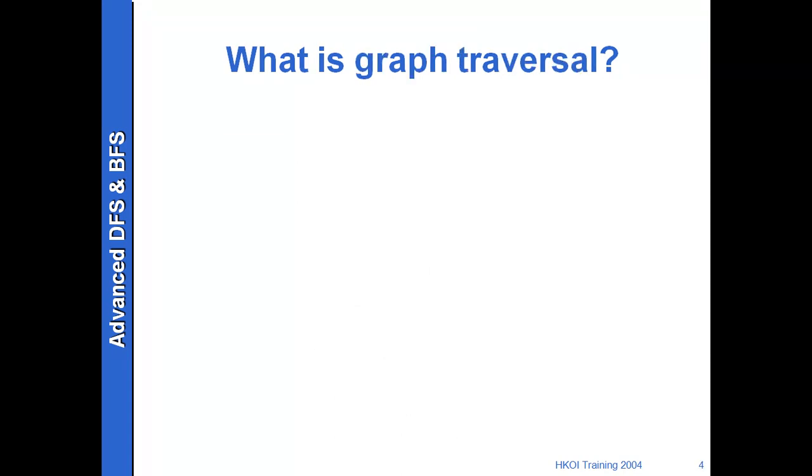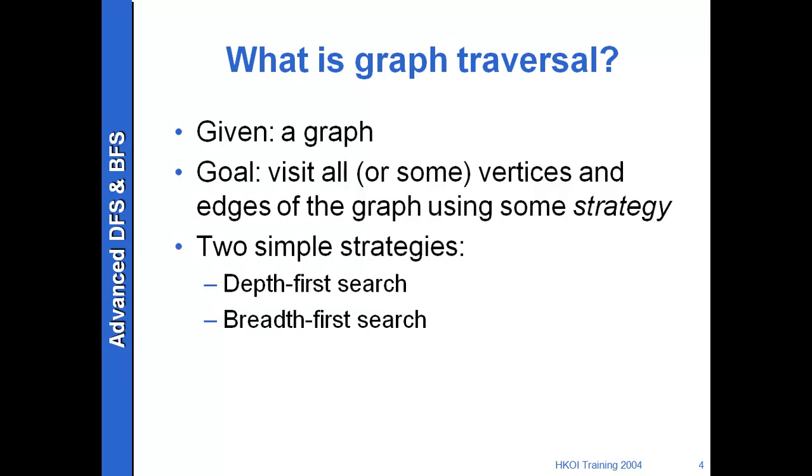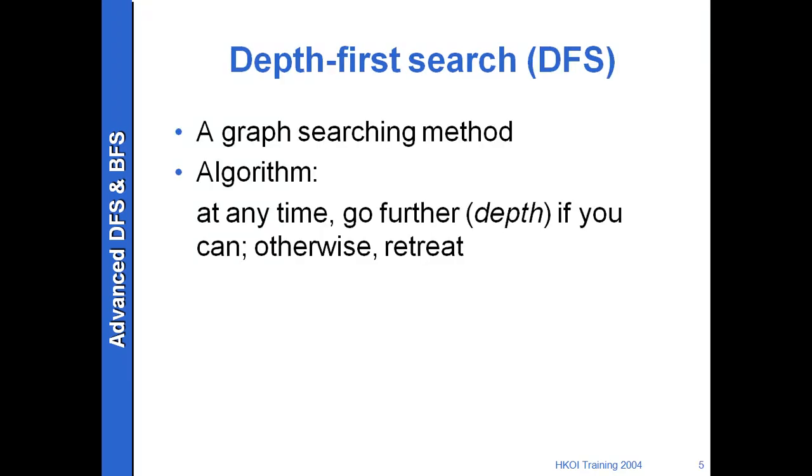So graph traversal. Well, traversal of a graph means visiting all the vertices and edges of the graph using some specific method. Well, those two methods are DFS and BFS. So let's start with DFS. Well, it means depth first search. Well, it is a kind of search to go deeper into a graph.